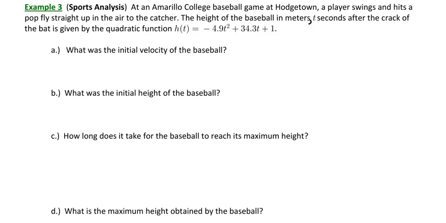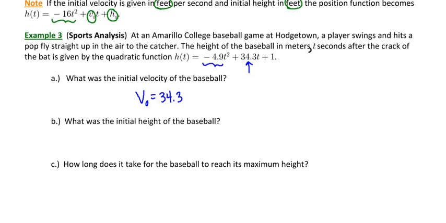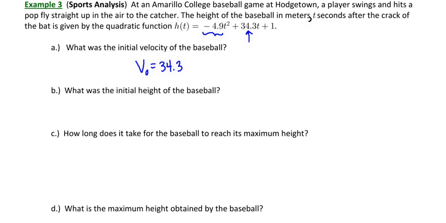The first question: what was the initial velocity of the baseball? Now remember, in our model, initial velocity is programmed in as the coefficient of our linear term. In this case, we have 34.3. So we know our initial velocity v0 is equal to 34.3. But we also need to know the units on this initial velocity. Based on the nature of this coefficient, we can tell that we're using this model, and in this model, initial velocity is given in meters per second. So our baseball leaves the bat at 34.3 meters per second.